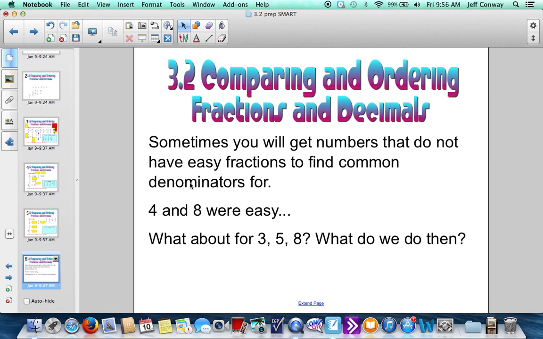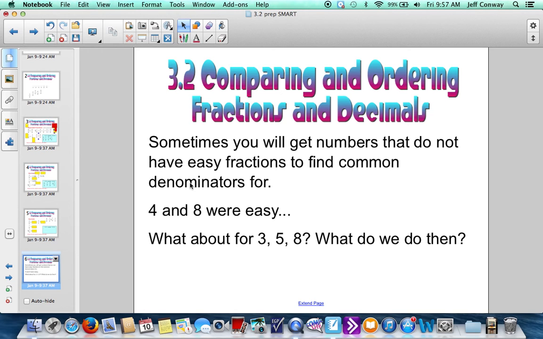Sometimes you will get numbers that do not have easy fractions to find common denominators for. When we had our fractions and we had 4 and 8 as our denominators, those were really easy because 4 goes into 8. 4 is a factor of 8. It's really easy to change a 4 into an 8. But if you're given a couple of different denominators, like what about 3, 5, and 8? You've got to find a common denominator that all three of those numbers go into.